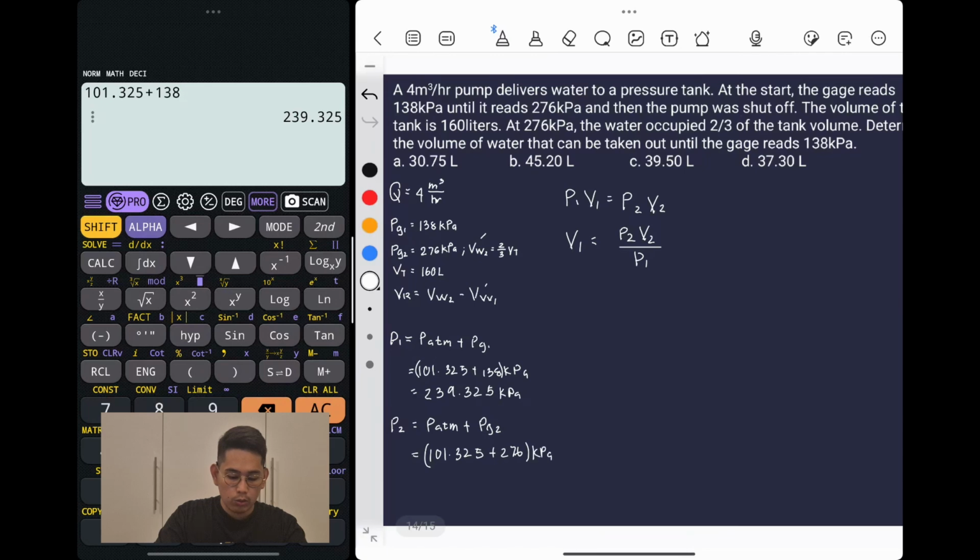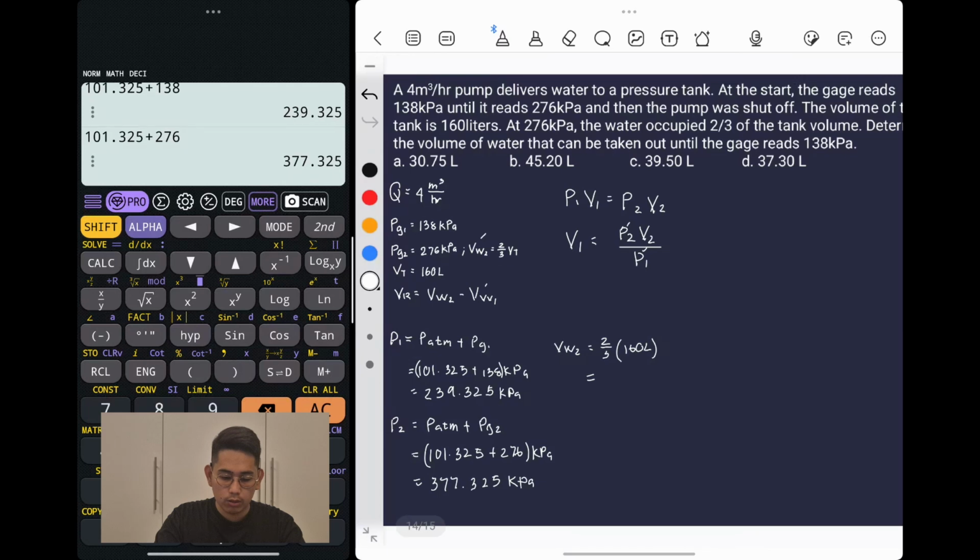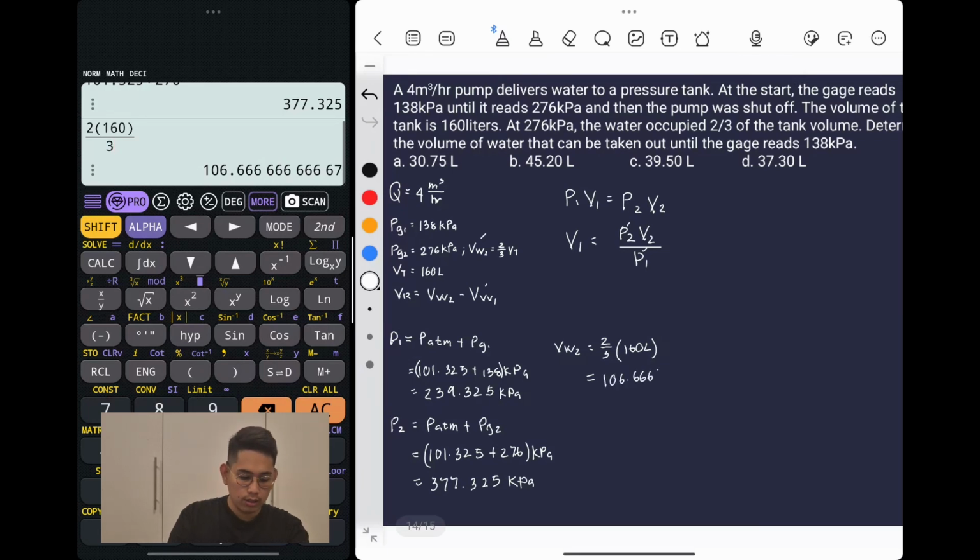For our second pressure, it is the same: P atmosphere plus the gauge pressure at 2, which is 101.325 plus 276 kPa. So 101.325 plus 276 is equal to 377.325 kPa. So we have P2 but not P1 yet. For V2, we get it from VW2. Let's get VW2, which is 2/3 of 160 liters. Following that, 2 times 160 over 3 is 106.666. Let's keep it to 4 decimal places.